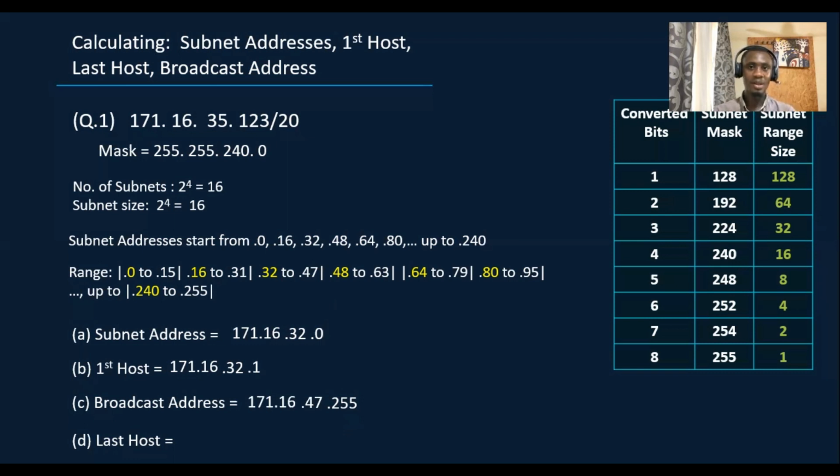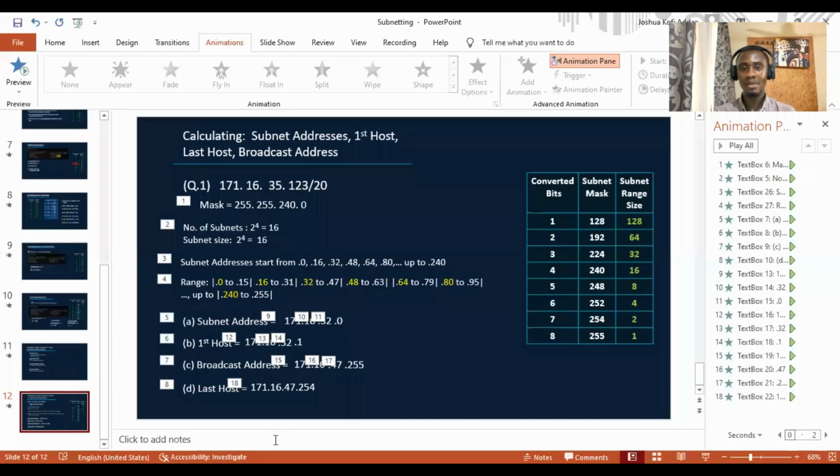So the last thing we'll calculate is the last host. The last host, remember we said, is the broadcast address minus 1. So that will be 171.16.47.254. So we have come to the end of this quick overview. I hope I have expanded your knowledge on the topic, and from here it will be easier for you to expand your knowledge.